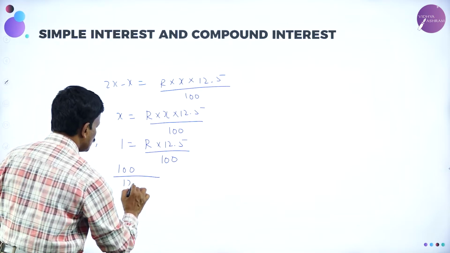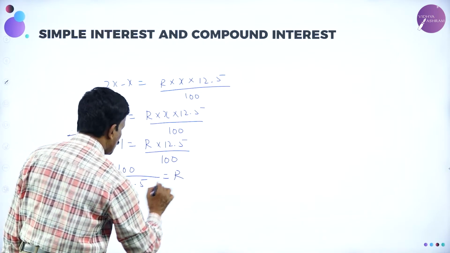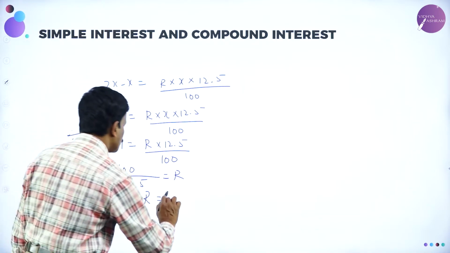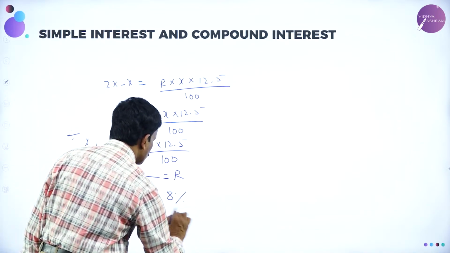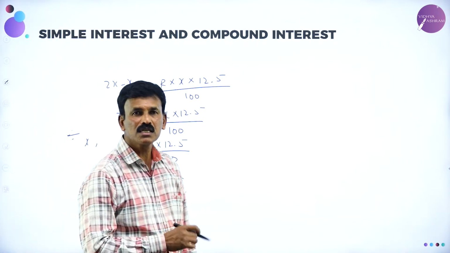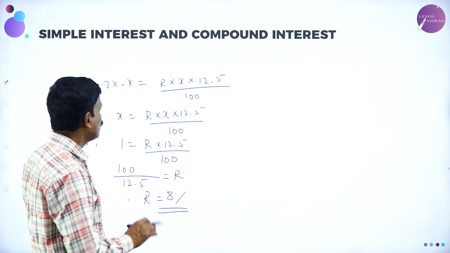100 divided by 12.5 is equal to r. So, therefore, the rate of interest is equal to 100 divided by 12.5, which is 8%. So, the rate of interest is 8%. So, r is equal to 8. So, just find out the value of r first.